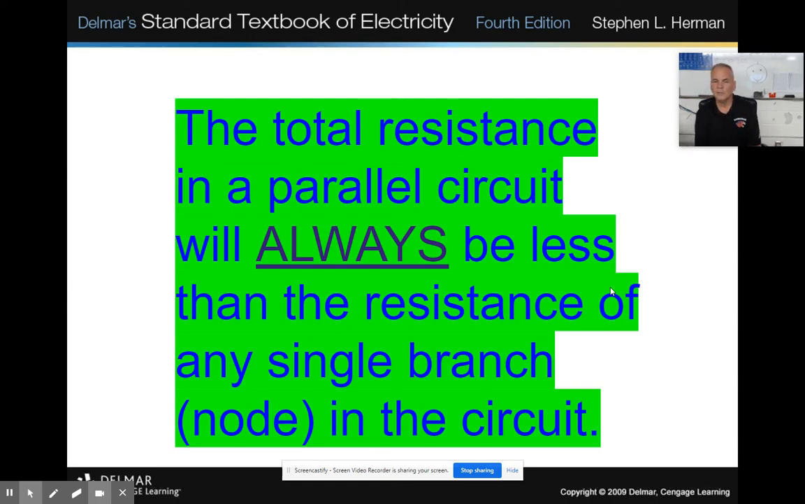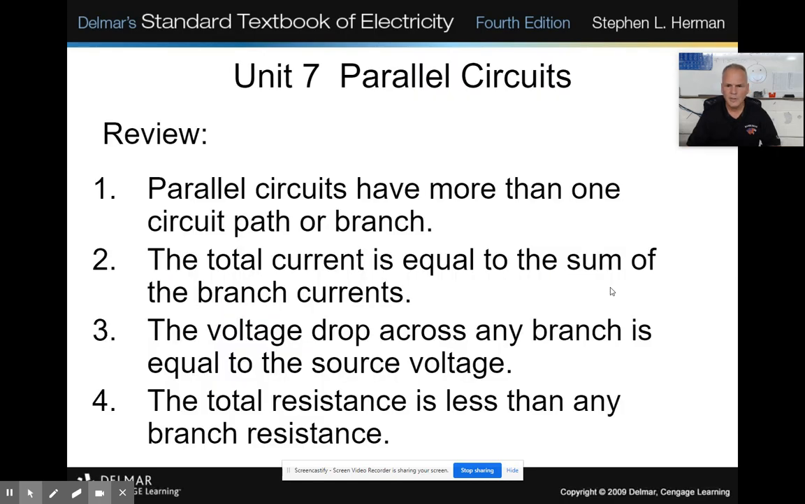You need to go back and check it, because if you have 3 resistors in a circuit, a 5, a 10, and a 15, and you're looking for the total, it's going to be smaller than that 5, or you've done the formula wrong. So that's a little shortcut there to remember. Okay, I think that's it.